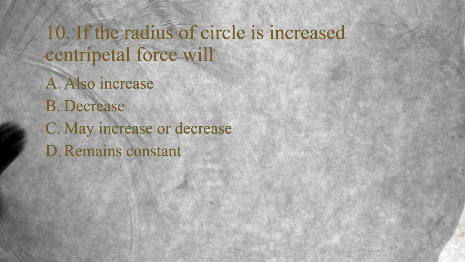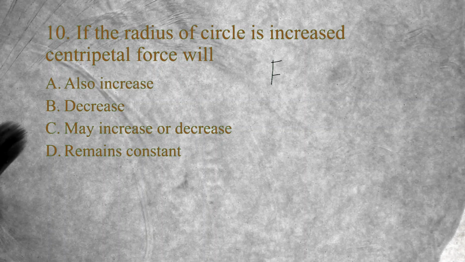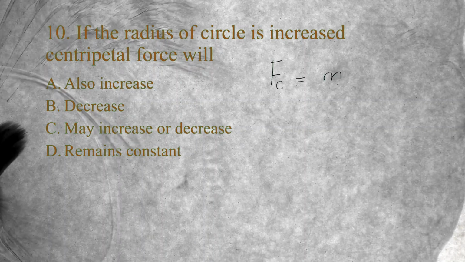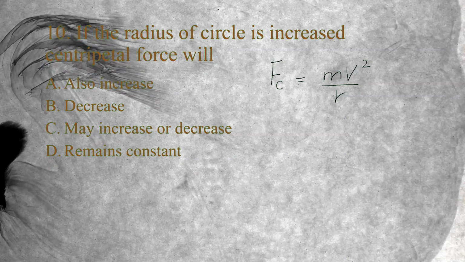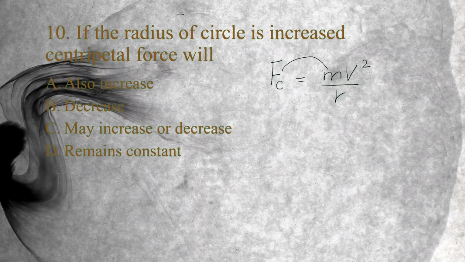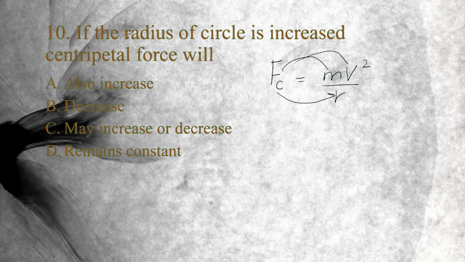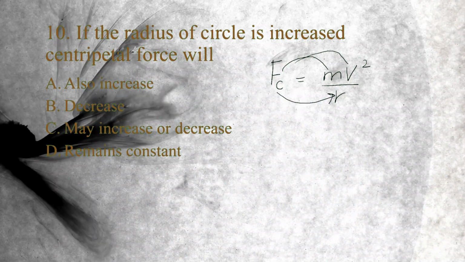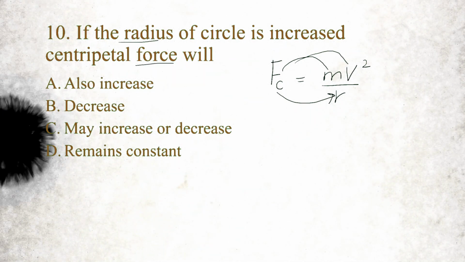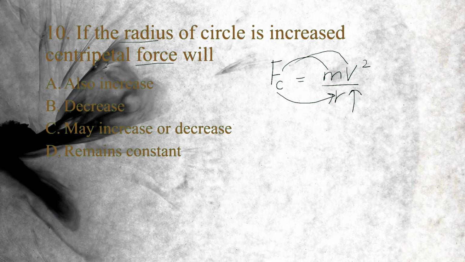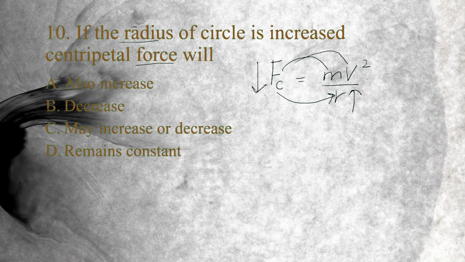If the radius of the circle is increased, the centripetal force will. So students, the relation for the centripetal force is mv square over r. If you look at this relation, the centripetal force is directly proportional to the mass and the square of the velocity, and it is inversely proportional to the radius. They are asking the relation between radius and the force. If the radius of the circle is going to be increased, then obviously the centripetal force will decrease. So the correct option is B.